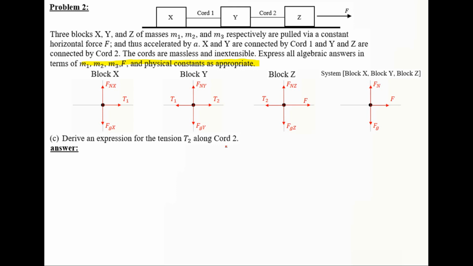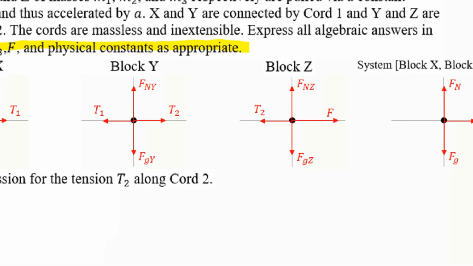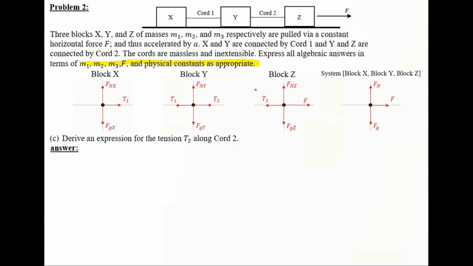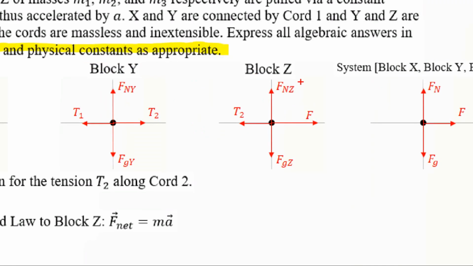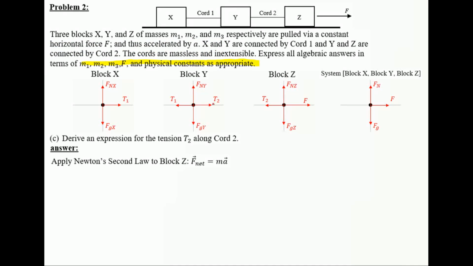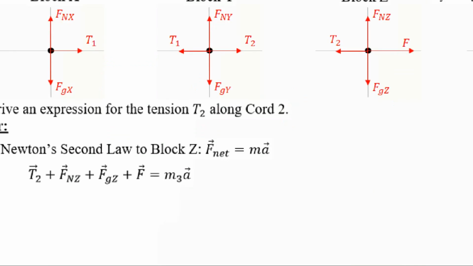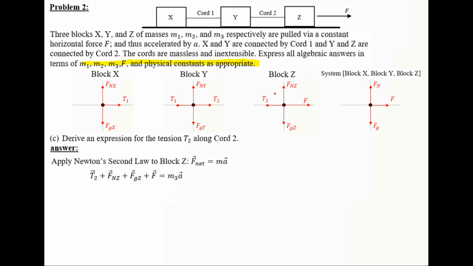Now derive an expression for the tension T2 along the chord. Now here we can either consider block Y or block Z. We will consider block Z. You can also consider block Y, that's perfectly the same, because in this case both are symmetric and they have 4 forces. Now what are the forces acting on block Z? T2 plus Fn plus Fg plus F is equal to M3A. Notice that here I have included the mass of block 3 because we are applying Newton's second law to block Z.